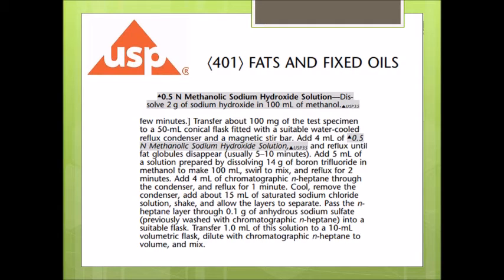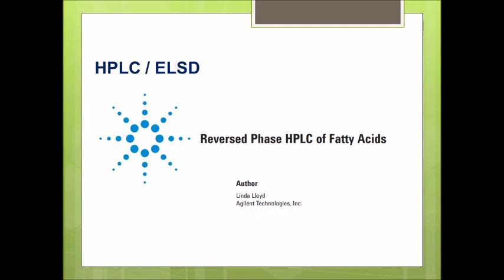So you could use this method for your sample prep, and after converting the magnesium stearate into the methyl ester, then you can use the GC method that I showed you in the previous slide and get your peak quantitated. And there is another method, the HPLC ELSD.